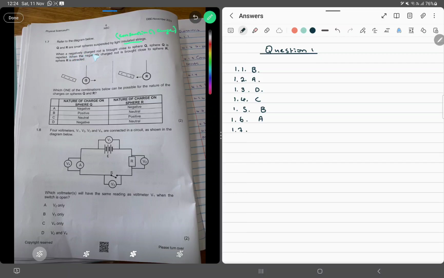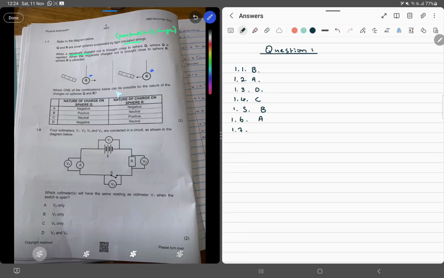When a negatively charged rod is brought close to the sphere Q, sphere Q is repelled, meaning sphere Q has a negative charge as well. And when the negatively charged rod is brought close to the sphere R, it is attracted. So this is suggesting that sphere R should be positive, right? Because opposites attract.